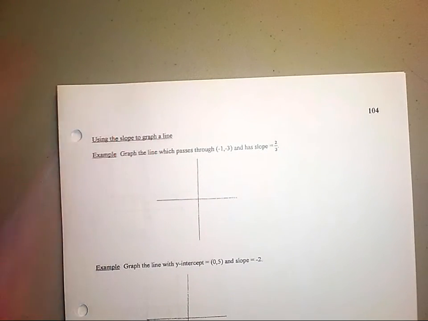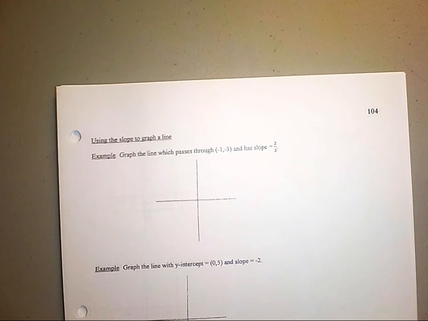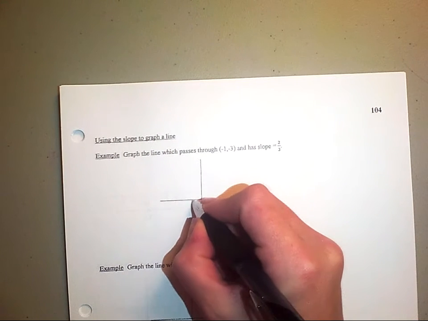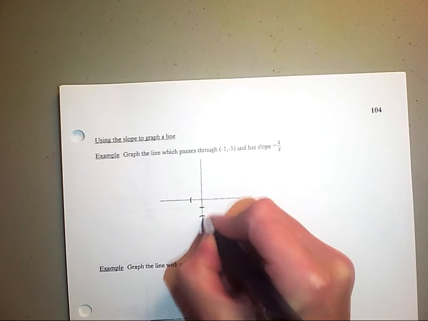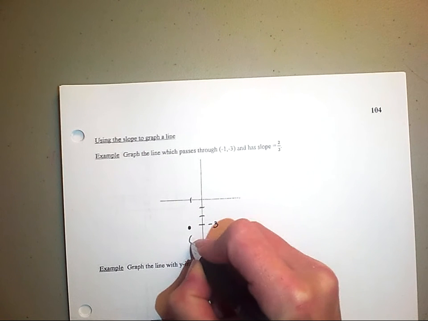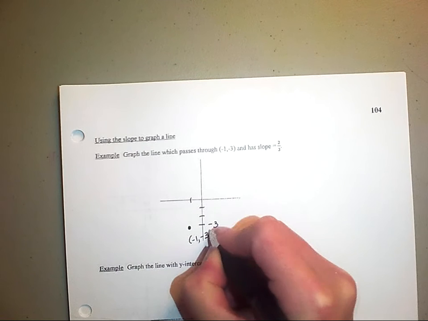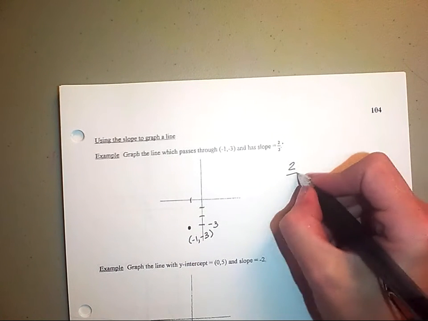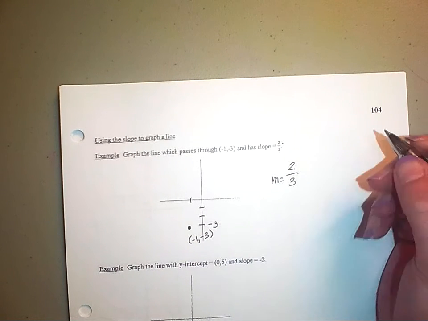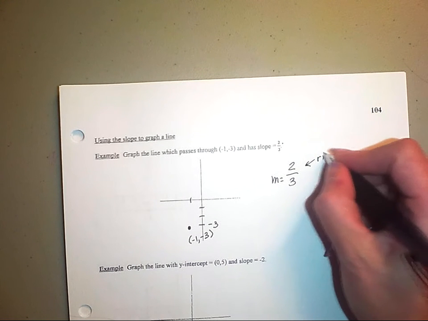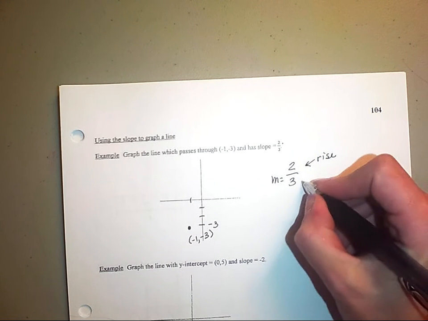If we know the slope and a point, we can work with this. Alright, so I need a point -1, -3. So this is the point -1, -3. Now I have a slope of 2/3. Well, I can just count this line out because I know this is the rise and this is the run.